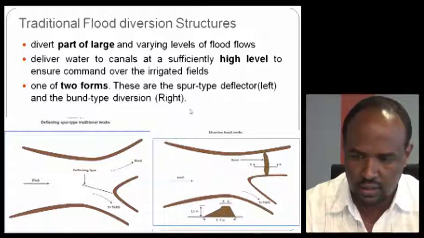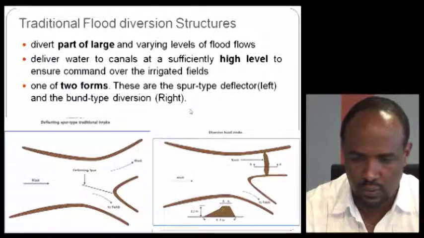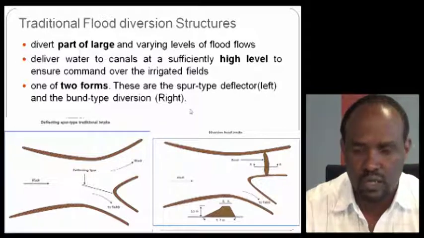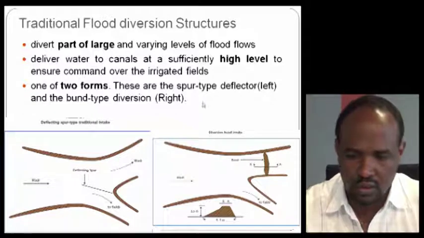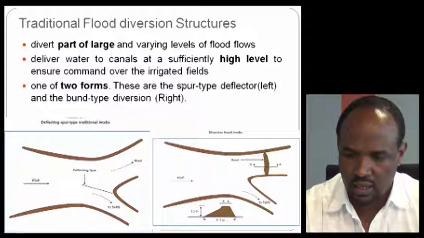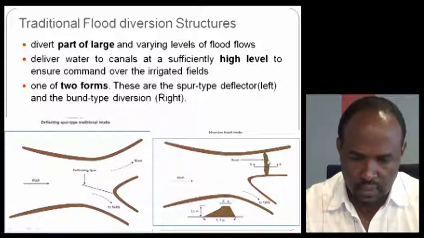Farmers have been diverting only part of the flood, not all of it, because they learned from their repeated experience that this destructive flood could endanger their fields and could wash out the diversion system, the intake, the canals and the fields. They also divert from a higher level where they could command more or less all the command area they have. Usually two forms have been used, with bundles and without bundles.